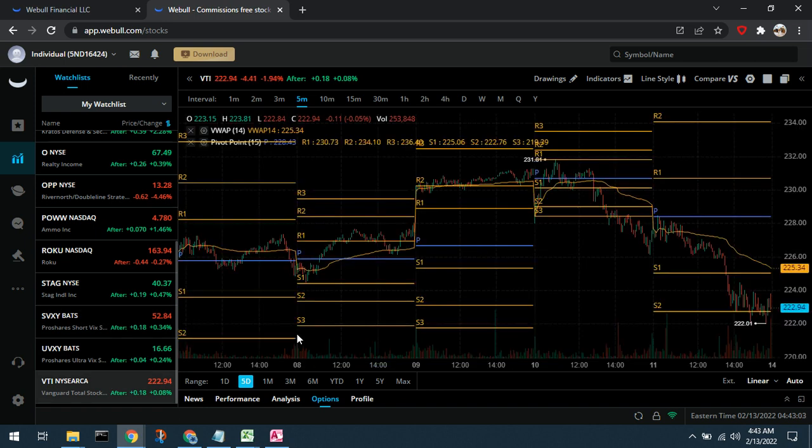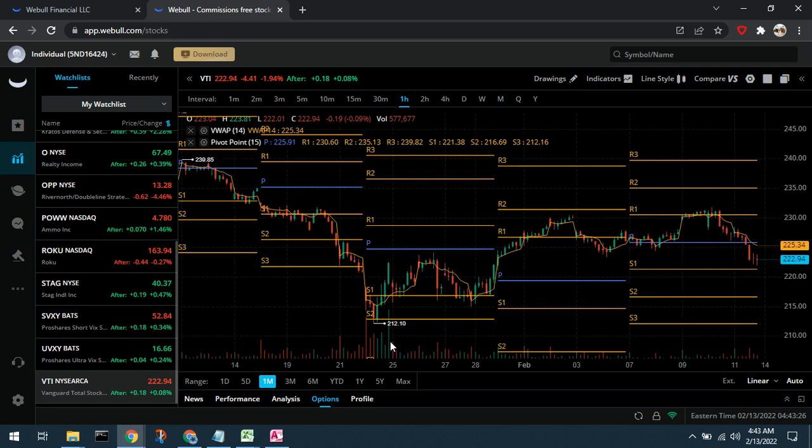VTI is the total market ETF, again, very stable. This is a great one if you're doing just long-term investing, dollar cost averaging, etc. A lot of people like VTI. I'd like it down in the 217. So if we get another decline in the market early next week, it goes down to 217, 212, which is the recent lows. We would pick up.